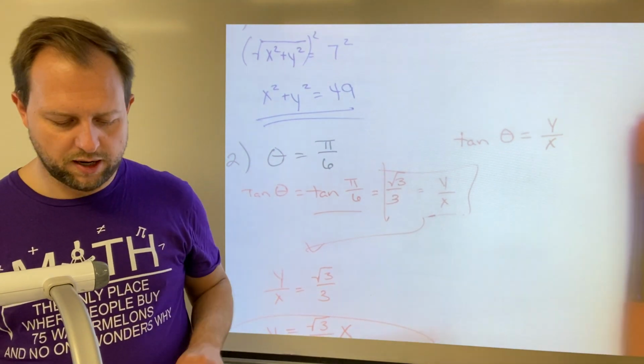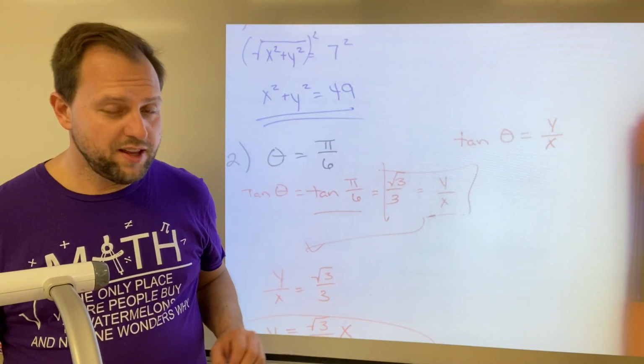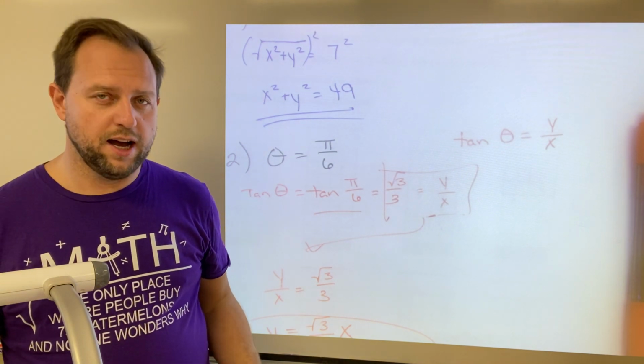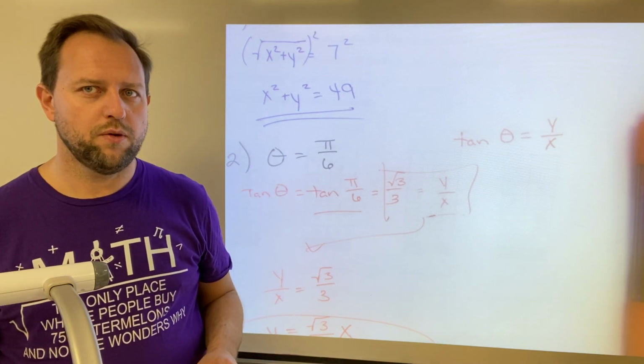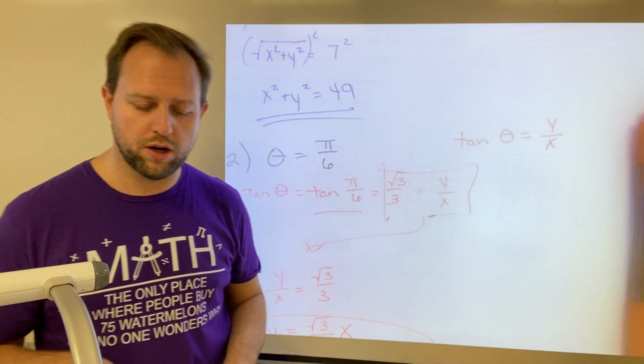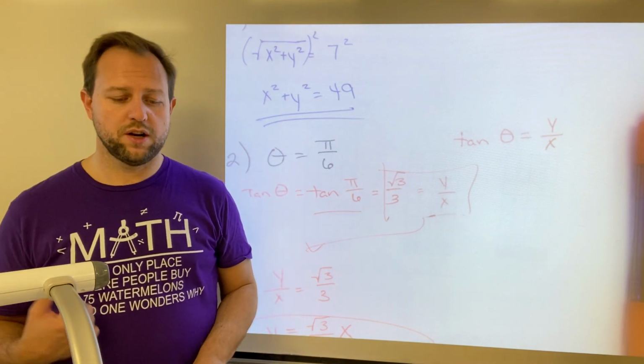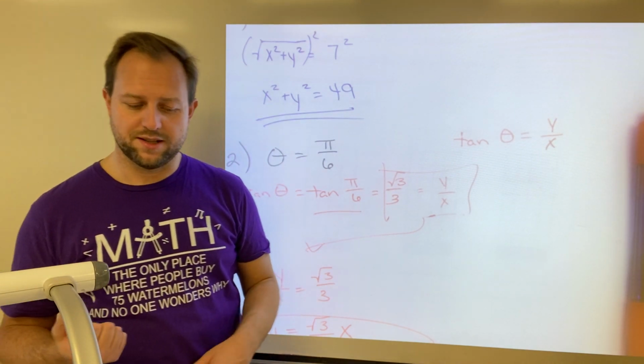And there's our solution. So that finishes up chapter 9 on polar equations and the converting between polar and rectangular. Next chapter, we're going to start conic sections. See you then.